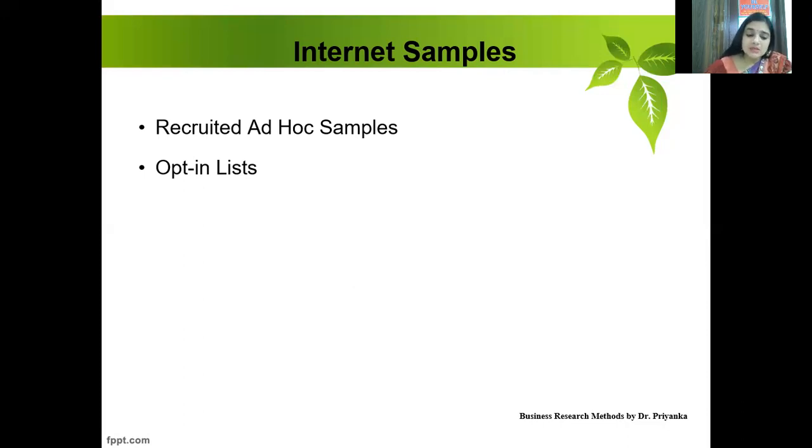Then opt-in list, internet users who have opted in for limited participation. Yes, you can contact such people as well. These are two different kinds of people. Recruited ad hoc samples means you have recruited a few people to reply for such surveys. Opt-in list means there are some voluntary people who might love to volunteer to reply to some survey samples. These two lists generally help in case of internet samples.